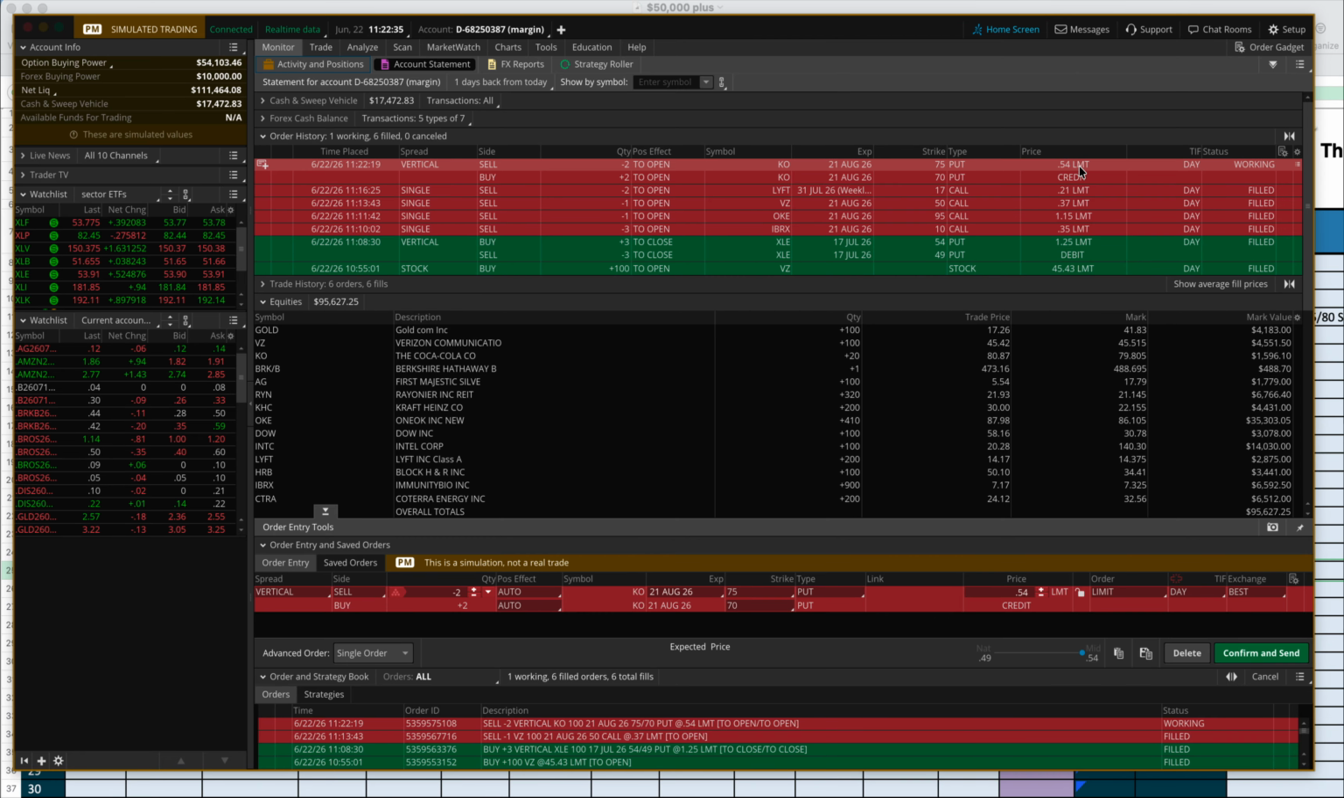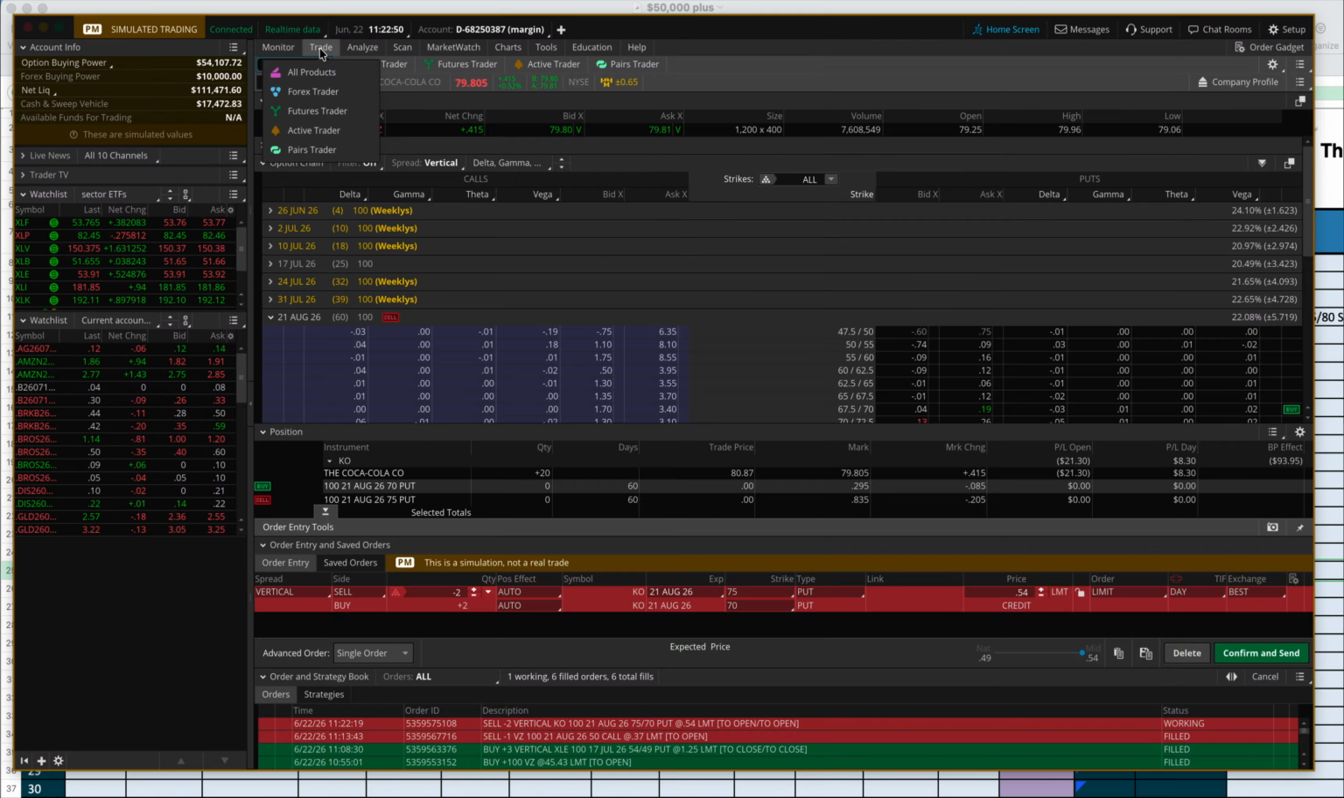The working one is the Coke. So Coke is still working. We got filled on this one. So we spent $125 for that one. And so if we wanted to go back in and try to make some of that money up, I'd go back to XLE.